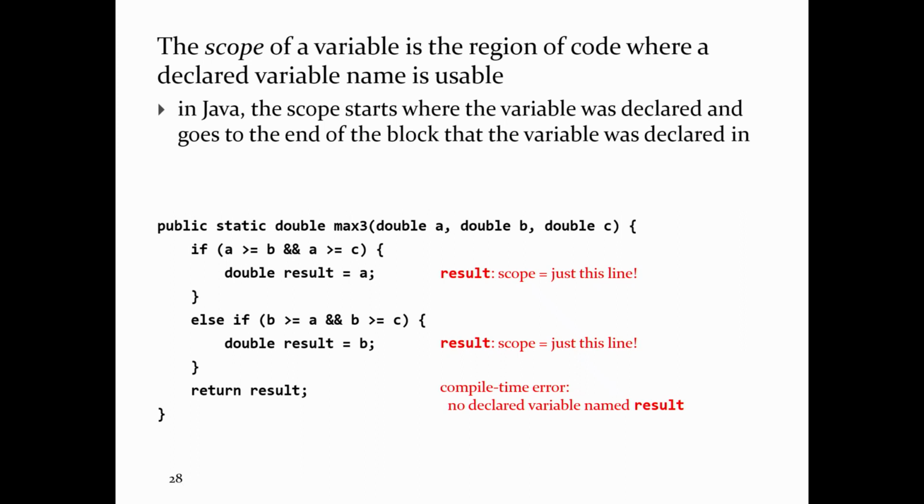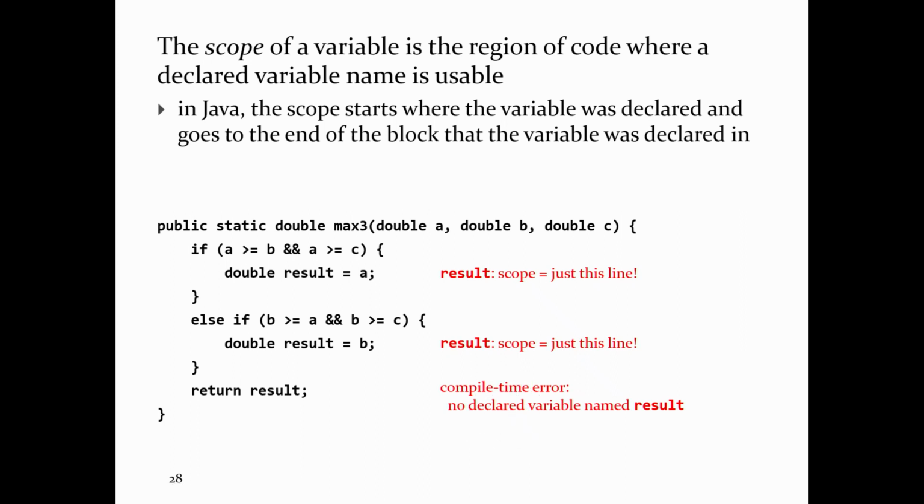Now, if you try to write your Java code exactly like the Python code, you run into problems. If you say, well, I need a result variable, so I'm going to declare it inside this if statement block, double result equals A, what's the scope of this result? Well, it starts here, and it ends there. So when you try to return the result, the compiler complains and says, hey, result doesn't exist at this point in time. The error you get says no declared variable named result.